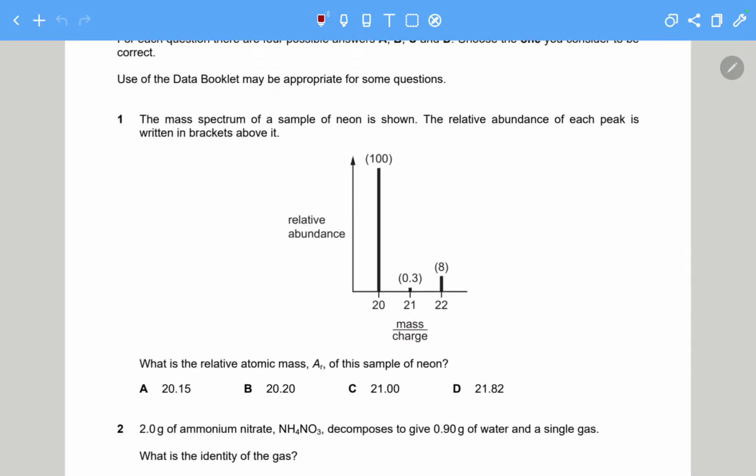So we start with question 1. The mass spectrum of a sample of neon is shown. The relative abundance of each peak is written in the brackets above. What is the relative atomic mass AR of the sample of neon?